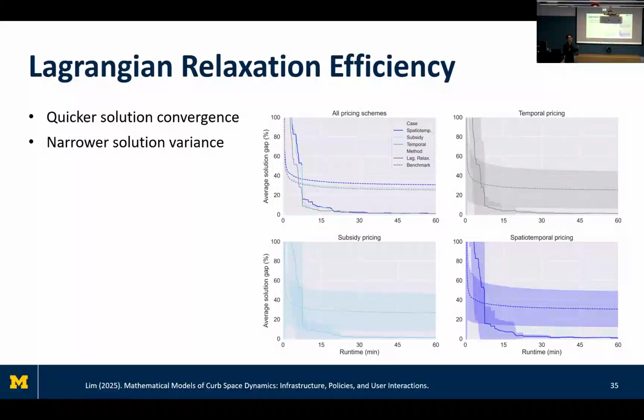I didn't do a direct comparison with the Vivek algorithm that I used previously, but from my experience, I know it takes at least an hour to solve any instance in a good quality. And now you can see the convergence is much quicker. In most instances, they're stopping before 30 minutes or even 15 minutes. So you can see this LR method is showing a quicker solution convergence and also a narrower solution variance across randomized instances.